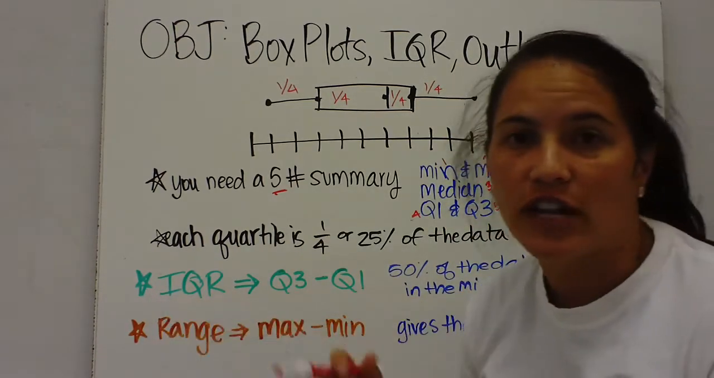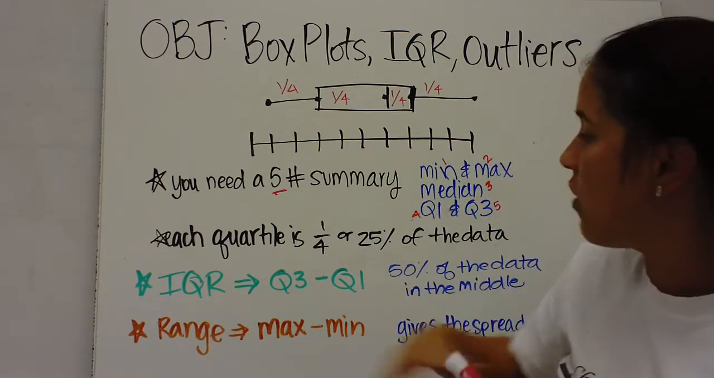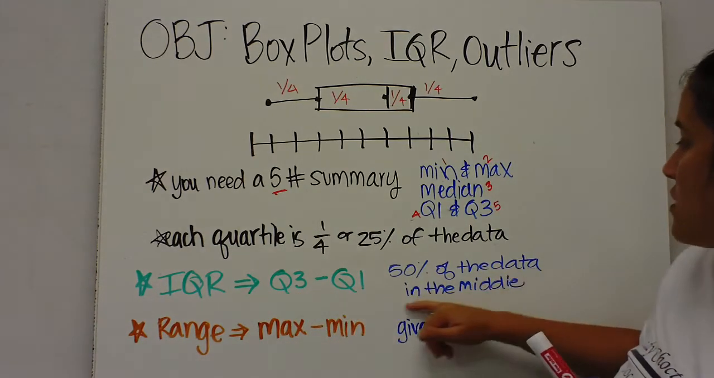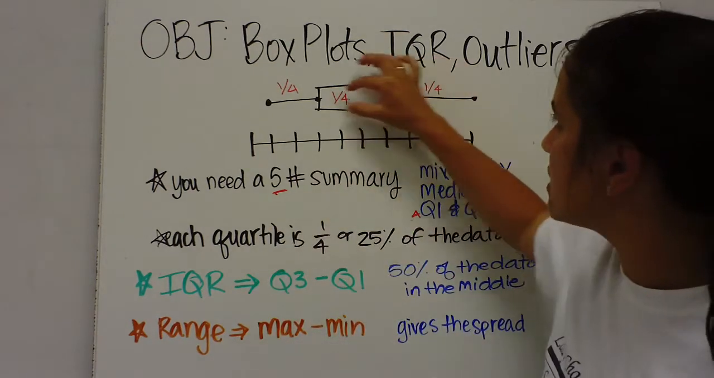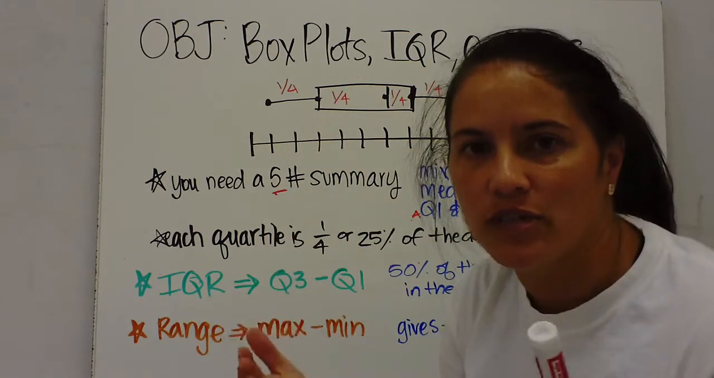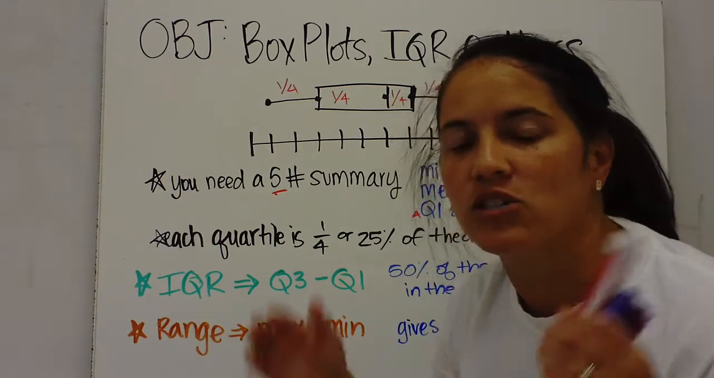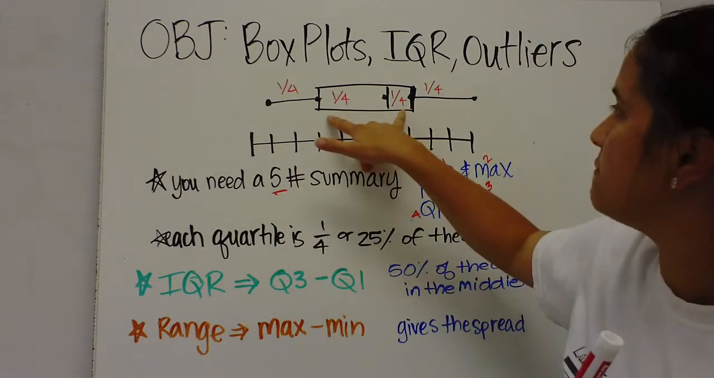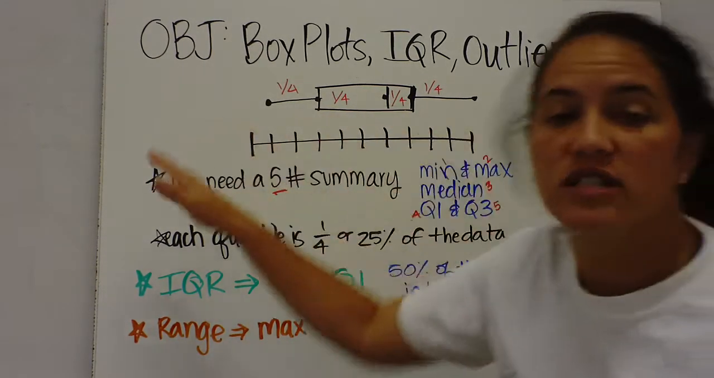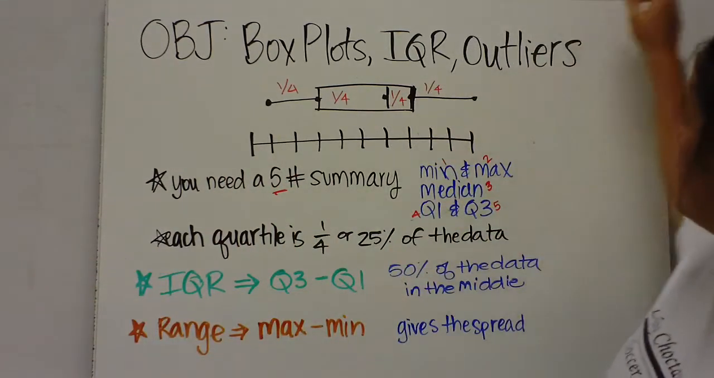The IQR stands for interquartile range, and if you know what range is, you know it means to subtract. So the IQR is the third quartile minus the first quartile, and this represents 50% of the data in the middle. So the IQR is this box right here, from here to here. That represents the middle 50%, and you want to use the IQR when you're talking about data with outliers because it just talks about the middle 50% of the data. And then again, the range is the maximum minus the minimum, and that gives the whole spread of the data. So the IQR is the middle, and the range is everything.